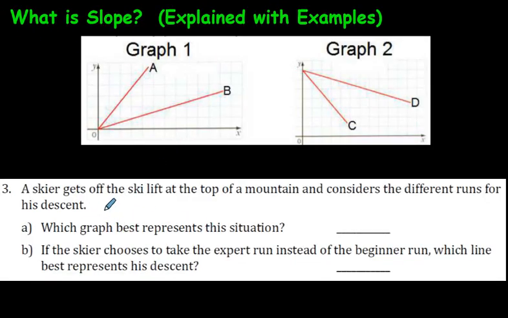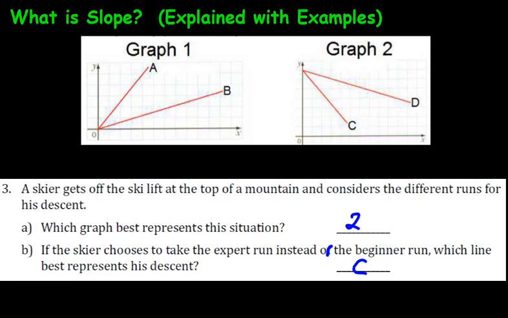So let's look at this next one. It says a skier gets off the ski lift at the top of a mountain and considers the different runs for his descent. Which graph represents this situation? So which one represents going downhill? In this case, we would pick graph number 2. If the skier chooses to take the expert run, it should say the beginner run, which line represents his descent? Well, the expert run is going to be steeper, right? So that would be more of an easy run. So the expert run would be that line that has the C at the bottom.